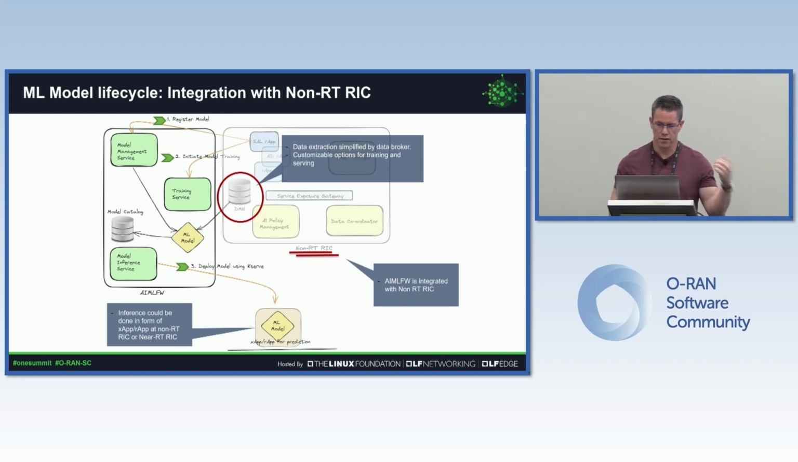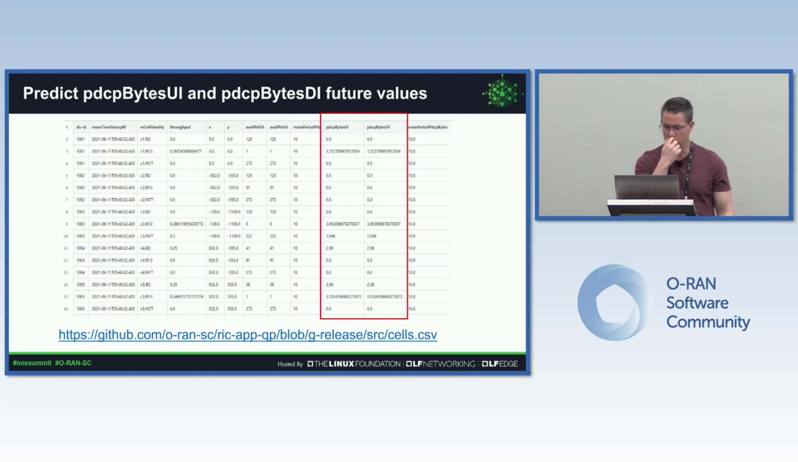Before jumping to the first phase, I just want to give some quick information about what we have. This is some portion of the information that we are going to use to train the model. What we are going to try to predict are the values in the red box, which are PDCP bytes UL and PDCP bytes DL.